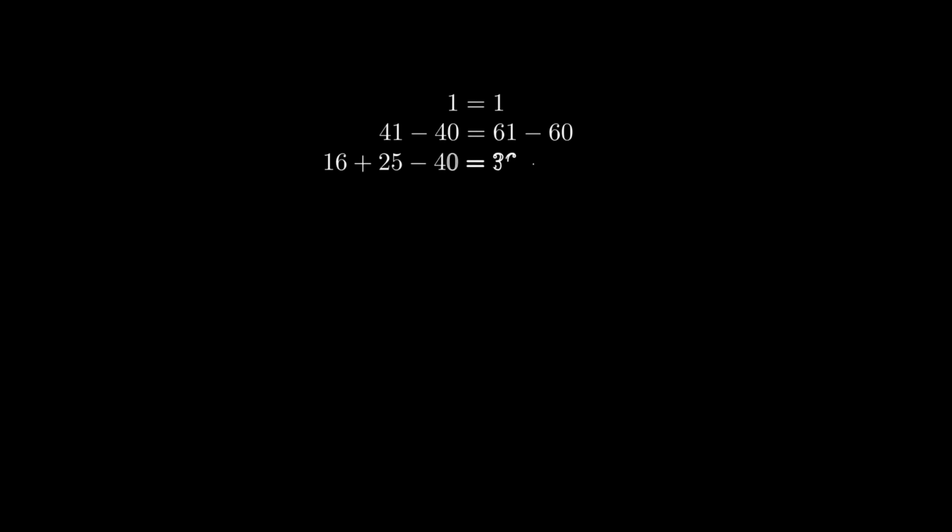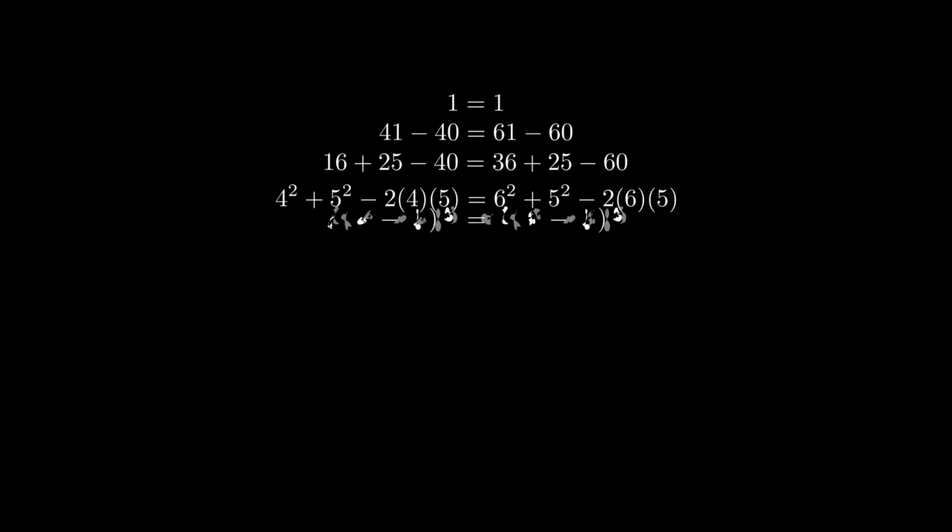Now, let's prove again that 1 plus 1 equals 3. We start with 1 equals 1. By substituting those 1s for 41 minus 40 and 61 minus 60, we set the stage for a perfect square. We break those numbers down further into 16, 25, and their products. We rewrite both sides as squared binomials, (4 minus 5) squared and (6 minus 5) squared.